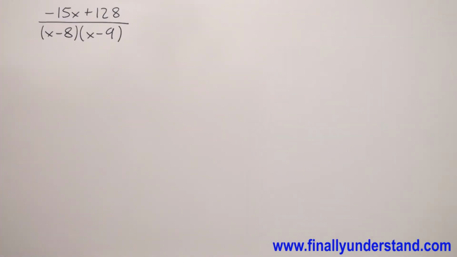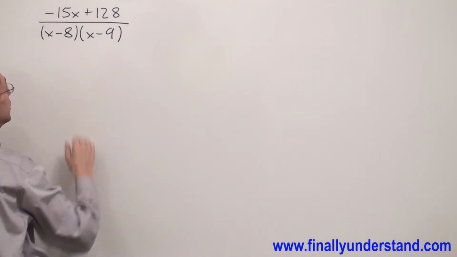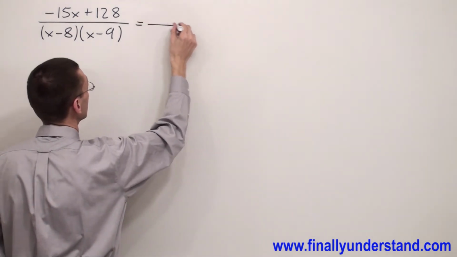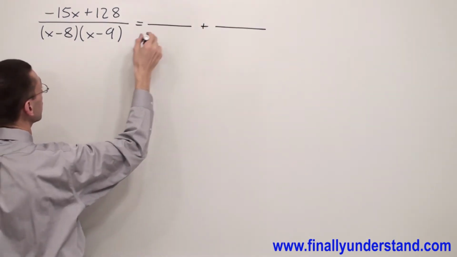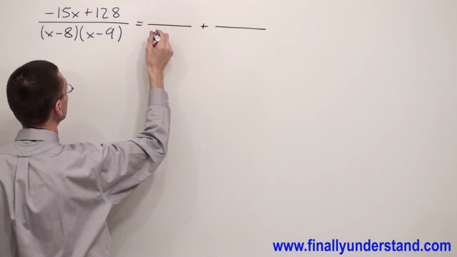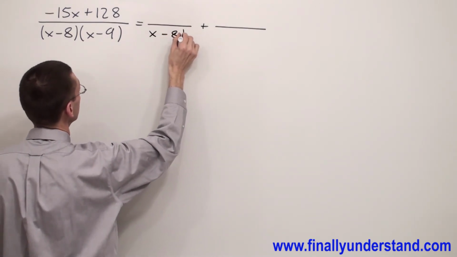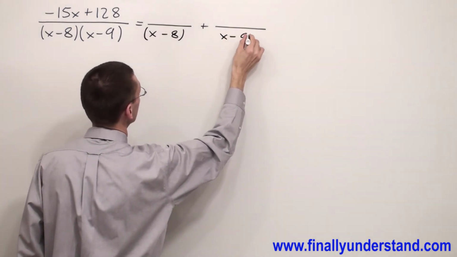Let's take a look at this example. We're supposed to find again the partial fractions for this fraction. What I'm going to do first, I'm going to rewrite this fraction as the sum of two fractions. I'm going to have in the first fraction, the denominator, I'm going to have x minus 8, and I'm going to have over here x minus 9.